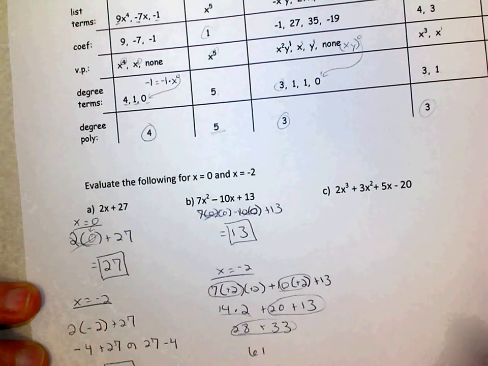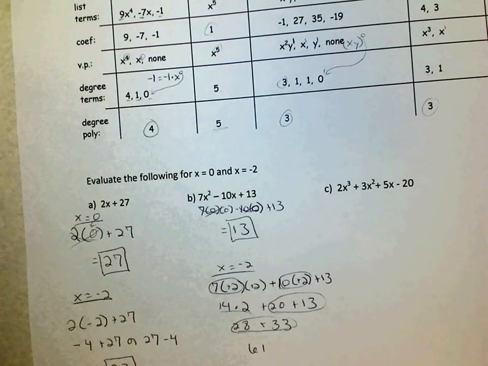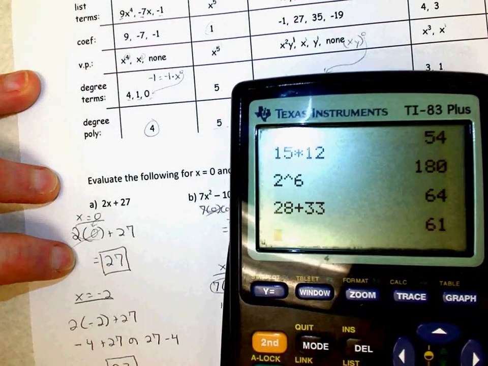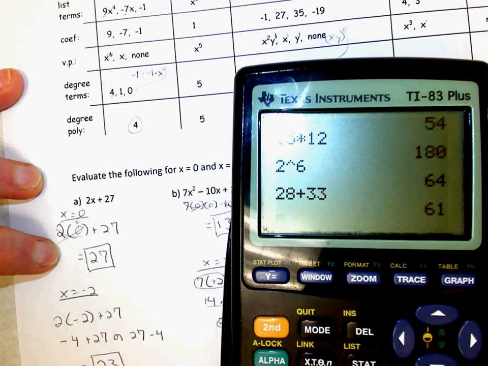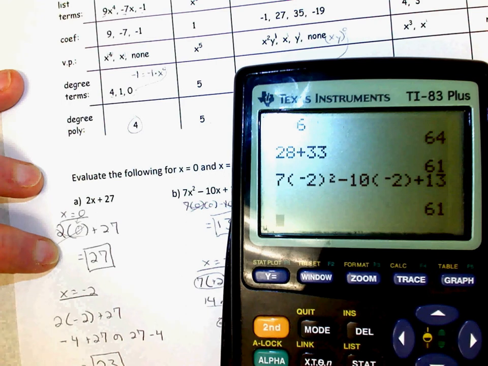Alright, if you have questions, ask. And is there a shorter way? Yeah, you could actually have put this in the calculator. And let me show you this. I'm going to take 7 parenthesis negative 2, close it up, hit square, minus 10 parenthesis negative 2, close it up, plus 13, and that would have given it to us straight up.